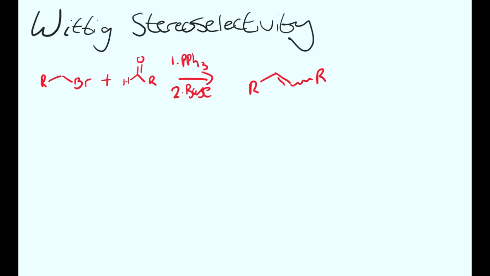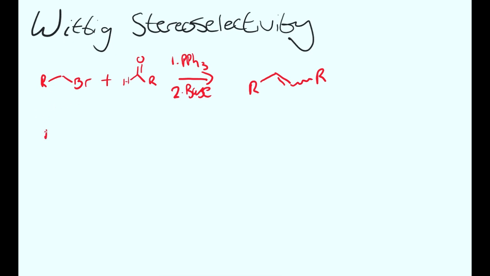The Wittig reaction is a way of combining a haloalkane and a carbonyl in order to form an alkene. The stereoselectivity of this reaction can be complex at times, and in this video I'm going to try and fully explain all of the different stereoselective outcomes for a Wittig reaction. So first, let's look at the basic reaction mechanism.